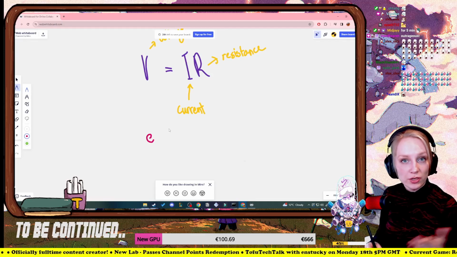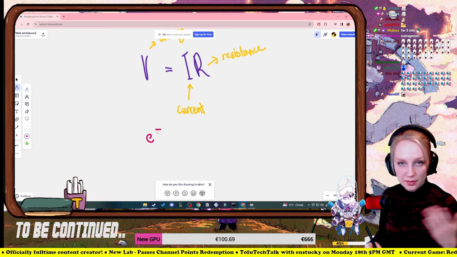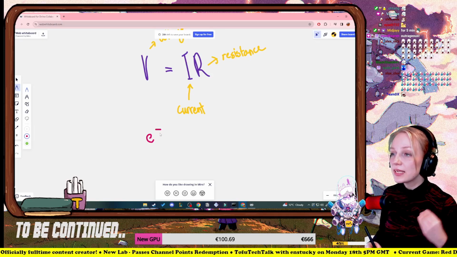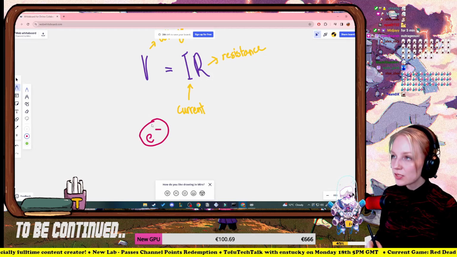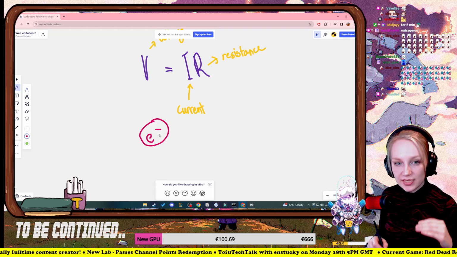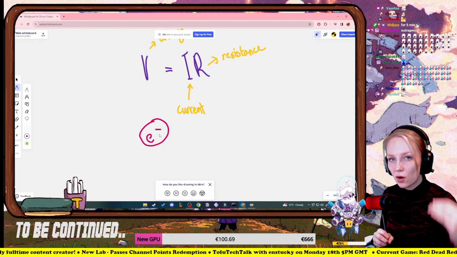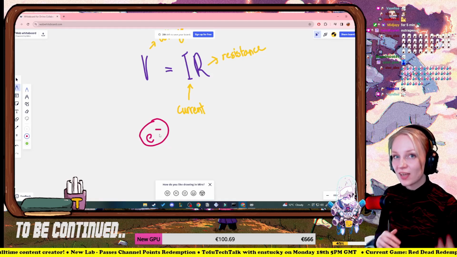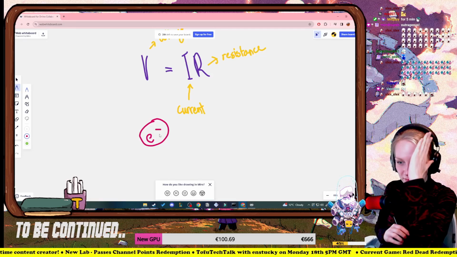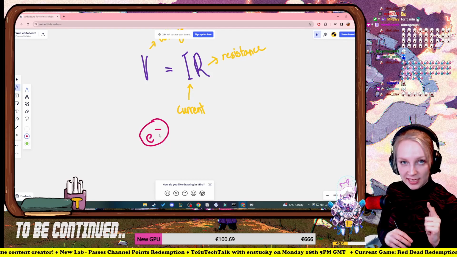And what is an electron? It's a particle that has a tiny bit of mass, and it has a negative charge, right? It is negatively charged. So what current fundamentally is, we're analyzing the movement of electrons over time. So how many electrons pass per second? That's basically what you do.